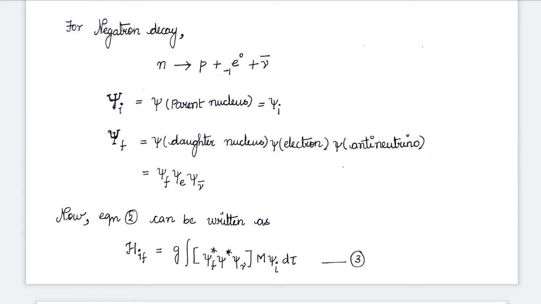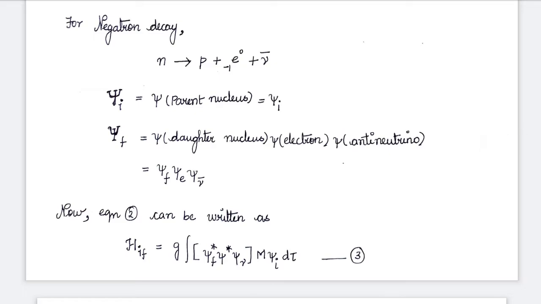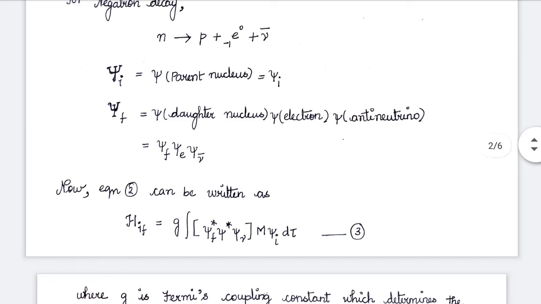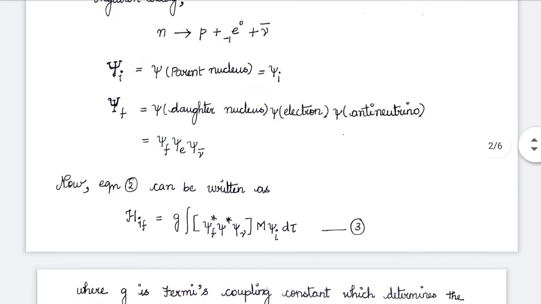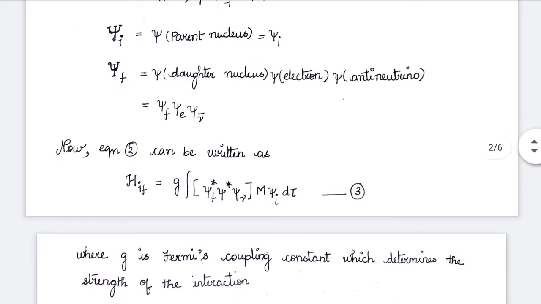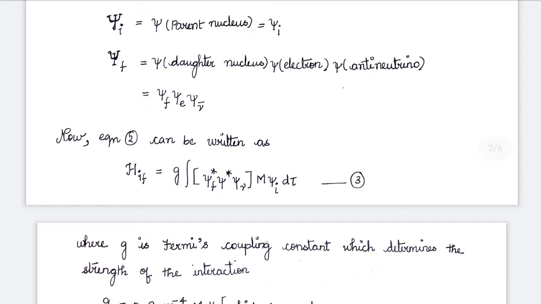We know the parent nucleus is the initial state of the system. So here the parent nucleus is the neutron, and the final state is the daughter nucleus plus the particles emitted from the parent nucleus. The initial state is the wave function of the parent nucleus, so it is ψi. The next is ψf, the wave function of the final state: the wave function of the daughter nucleus, the electron, and the antineutrino. So on the product side we have three particles: the daughter nucleus, that is the proton, the electron, and the antineutrino. So it is ψf = ψp ψe ψν̄.